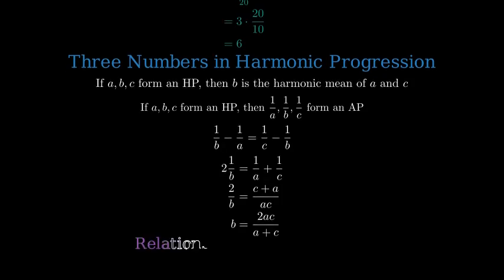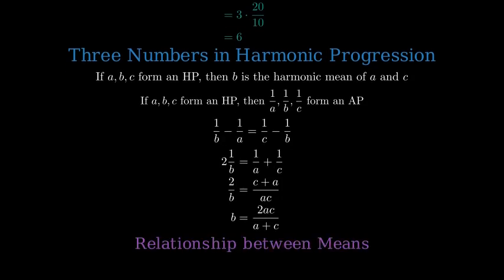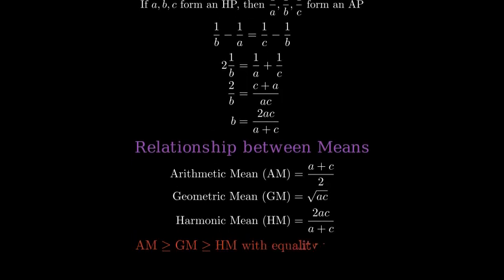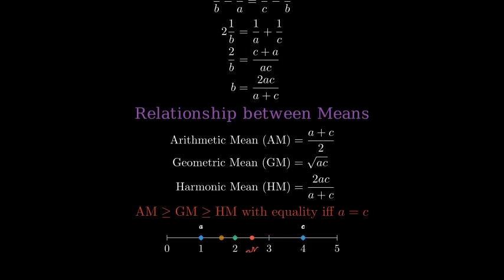This relates to a broader relationship between the arithmetic mean, geometric mean, and harmonic mean of two positive numbers a and c. The arithmetic mean is a plus c over 2, the geometric mean is the square root of a times c, and the harmonic mean is 2ac over a plus c. And they follow this inequality. Arithmetic mean greater than or equal to geometric mean greater than or equal to harmonic mean, with equality if and only if a equals c.